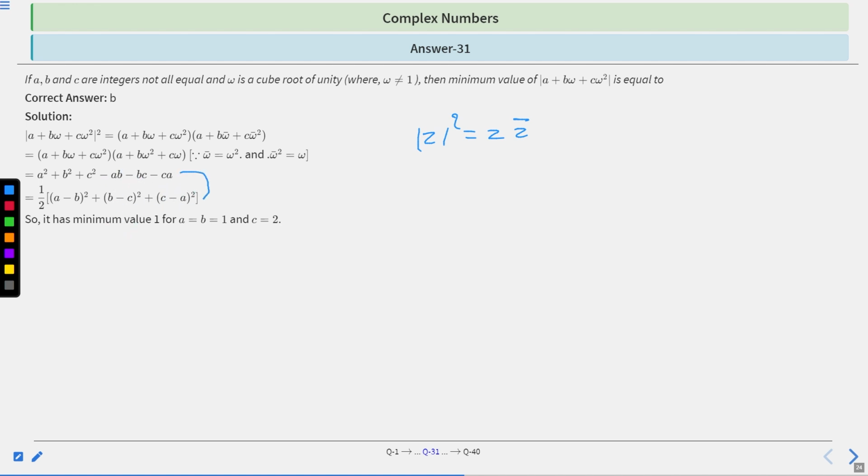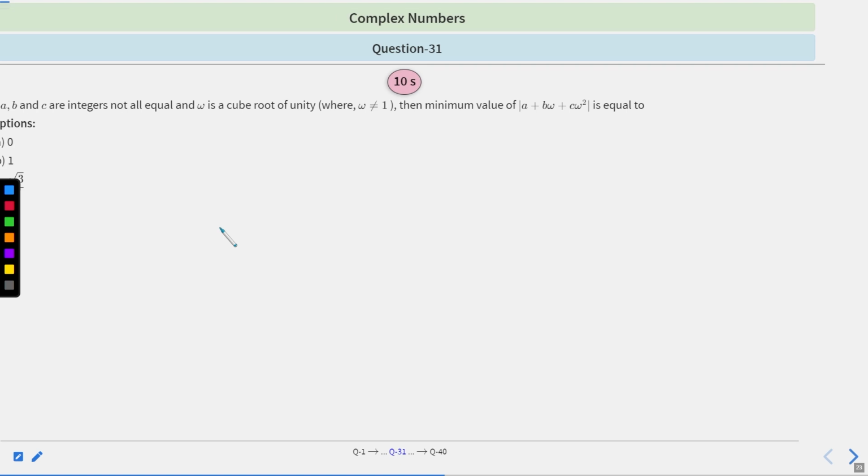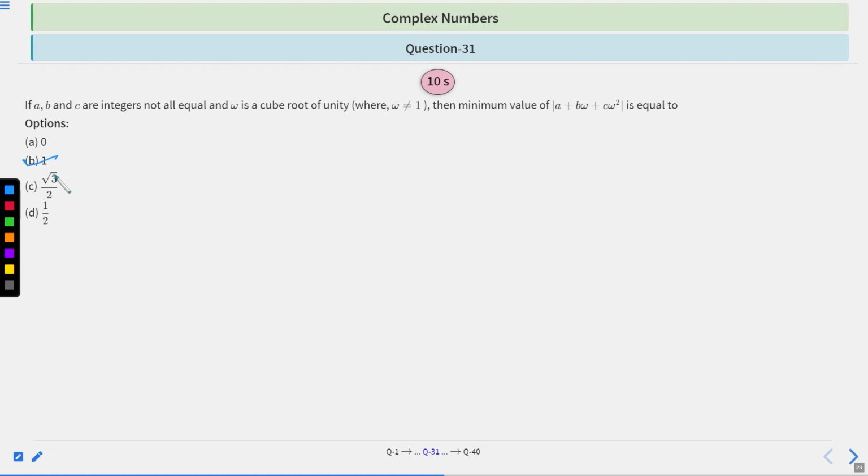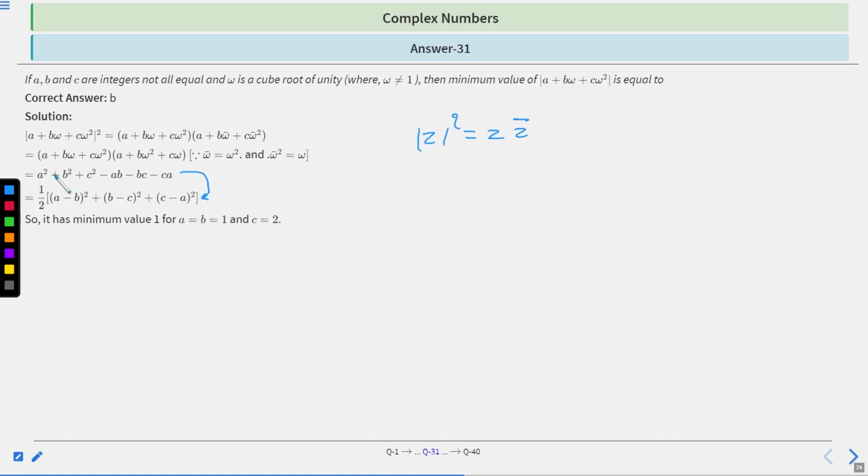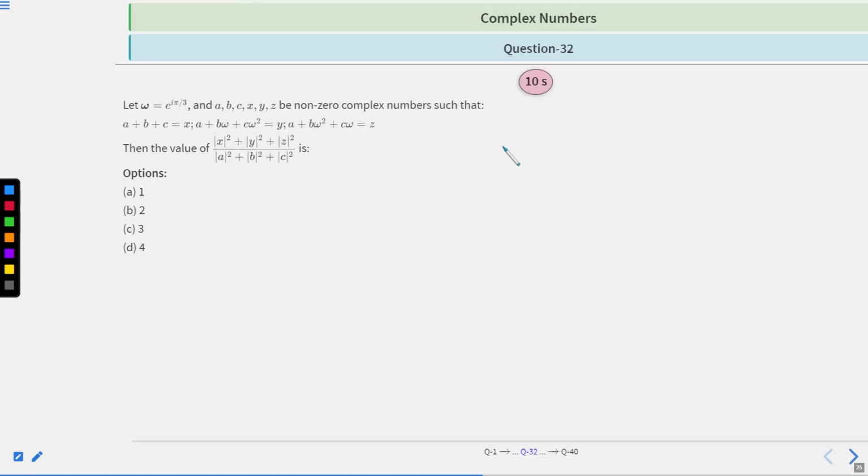And it can finally be converted into this form: 1 by 2 into (A minus B) square plus (B minus C) square plus (C minus A) square. Now, this term will take minimum value when A equal to B is equal to 1 and C equal to 2, right? So after solving, we will get answer 1. B is the right choice. Clear? So the minimum value of mod A plus B omega plus C omega square is basically 1. Let's move to the next question.